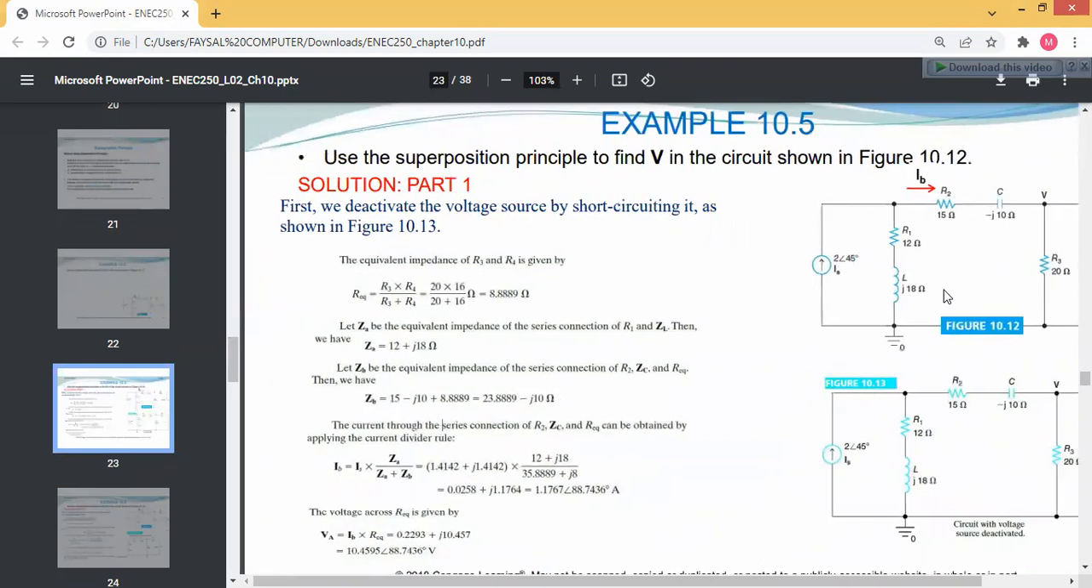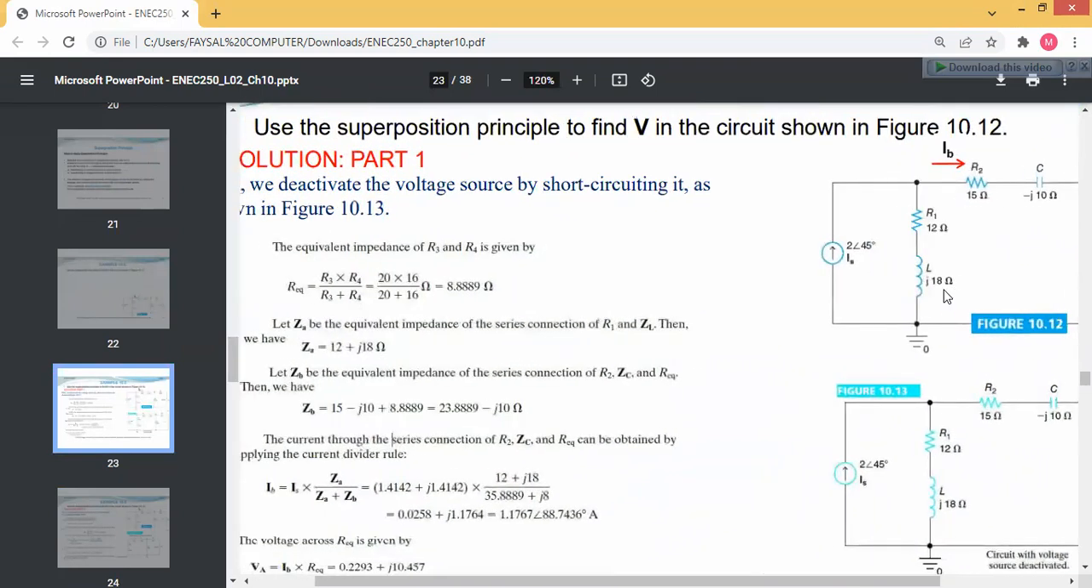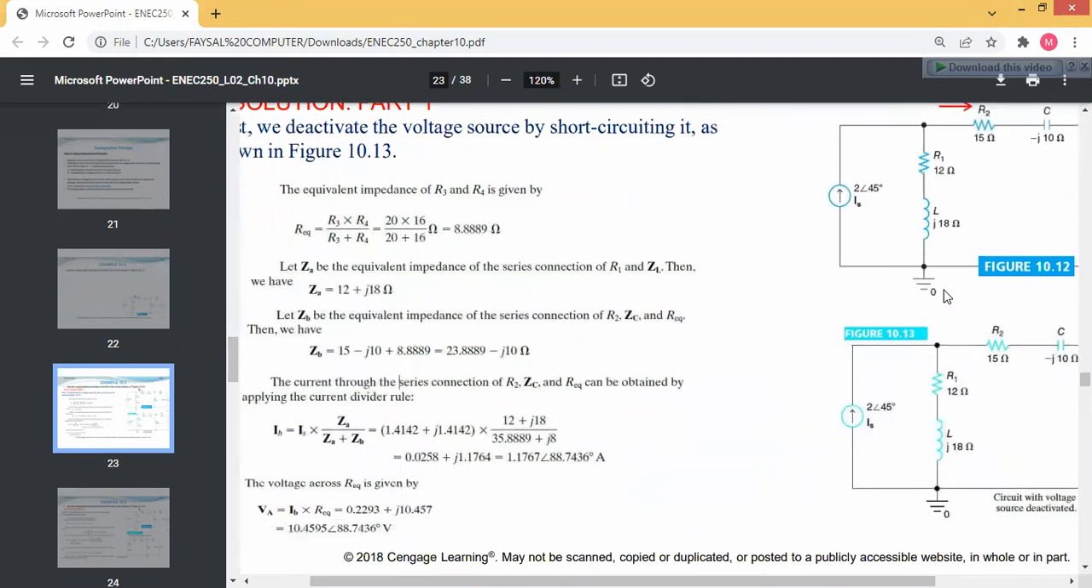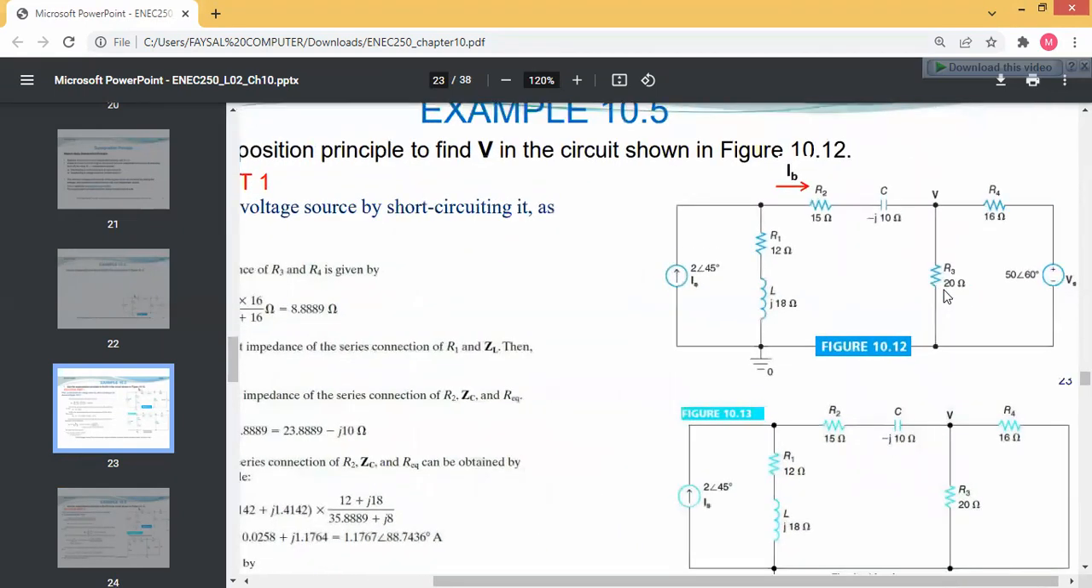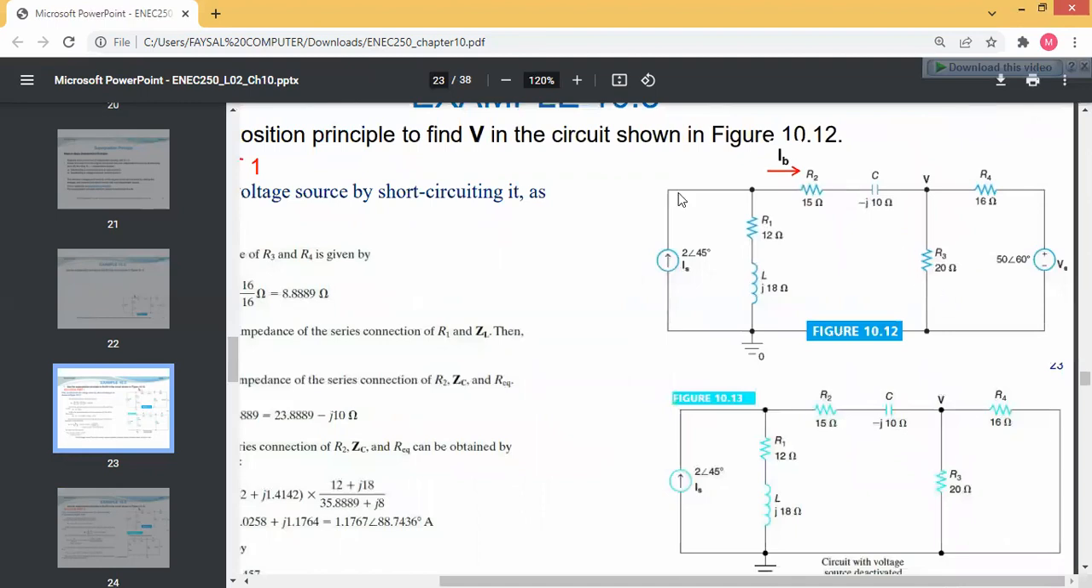deactivate the current source. So for the step by step solution, we have to find the voltage at this point, which is my voltage A.